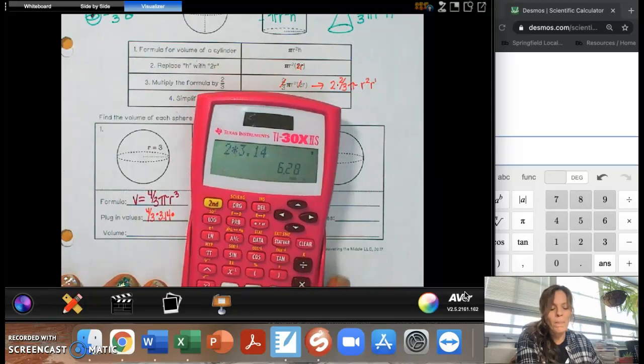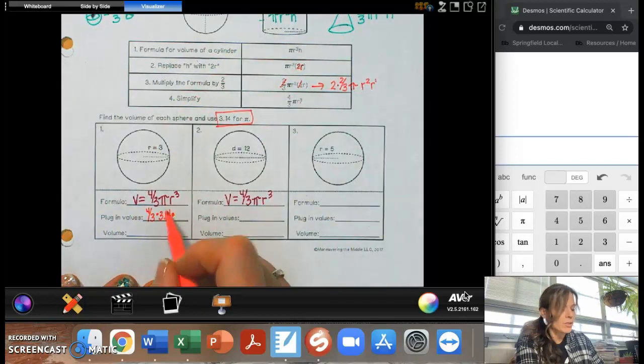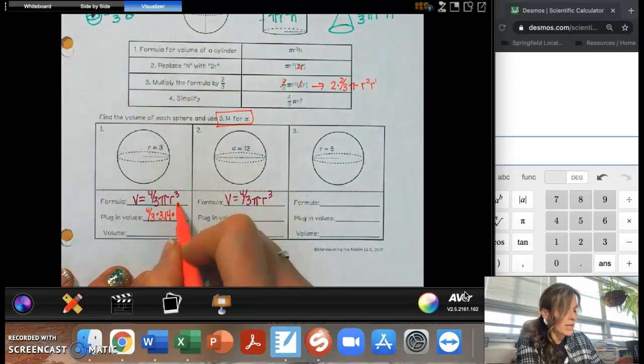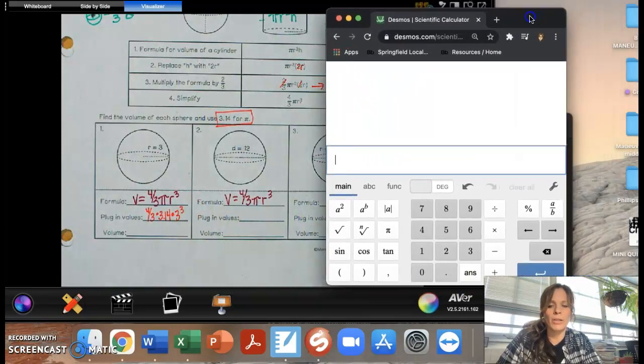The same number, it's just one is a rounded version. That's why they have us use the 3.14. And then the radius in this case is cubed. All right, and you can plug it straight in your calculator. Doesn't matter which calculator you use.